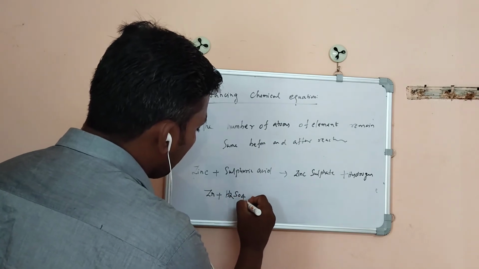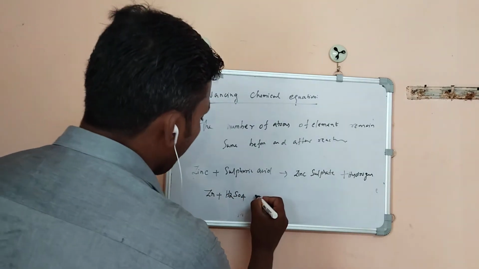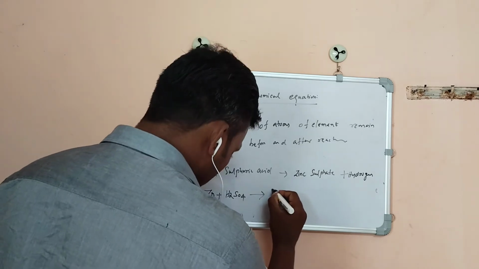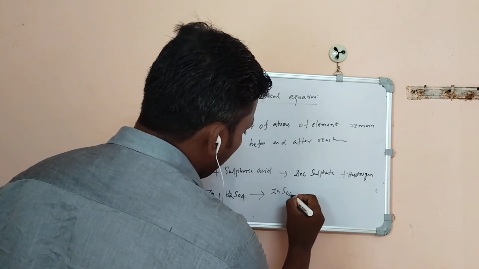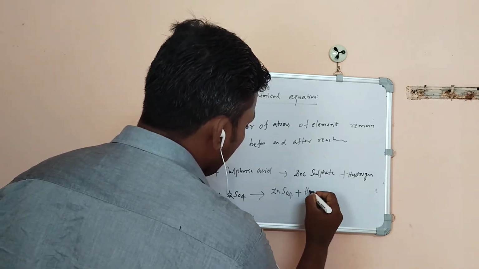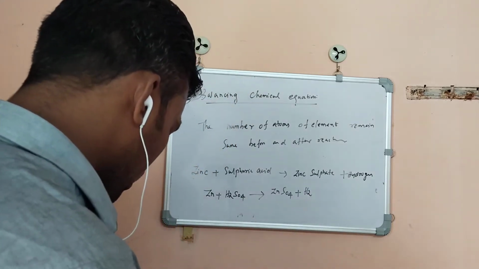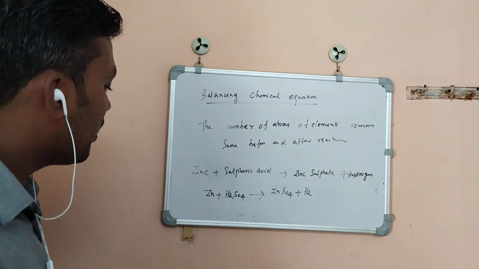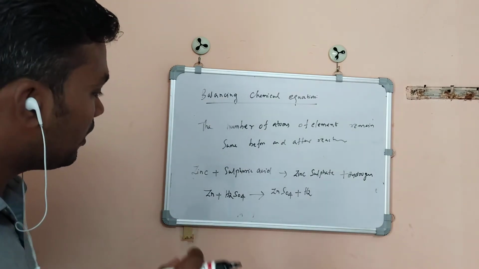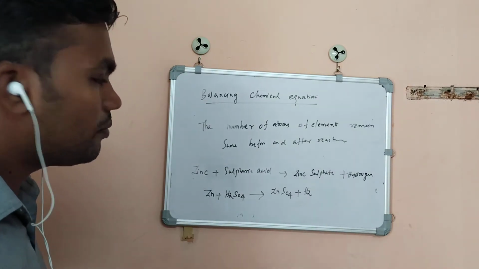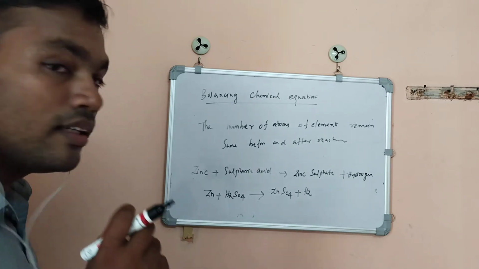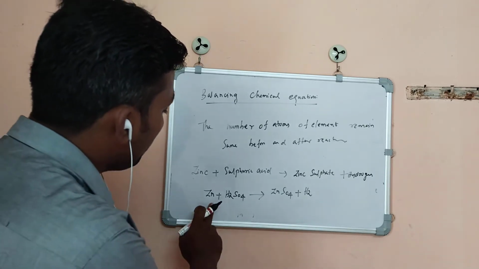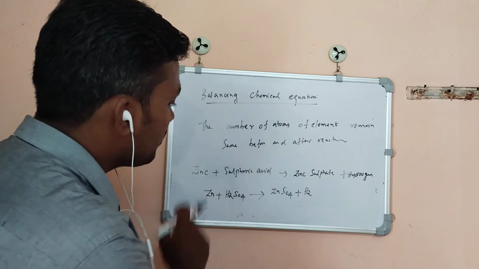H2SO4 to give zinc sulfate plus hydrogen. Okay, in this reaction I have given the reaction of zinc with the sulfuric acid to give zinc sulfate plus hydrogen. I have written it in formula form here. Zinc, sulfuric acid, to give zinc sulfate.